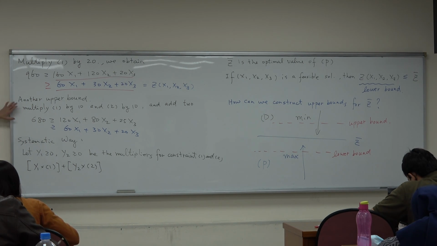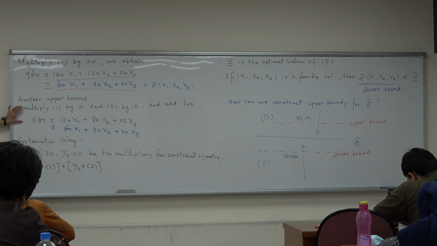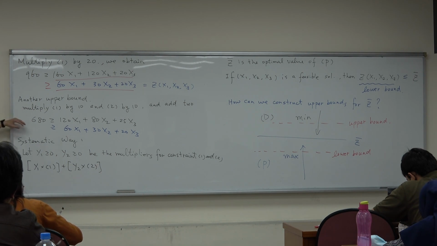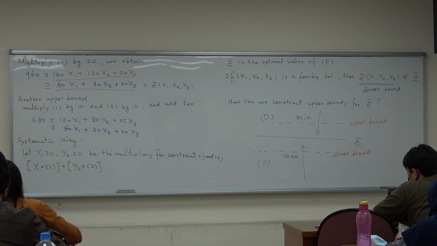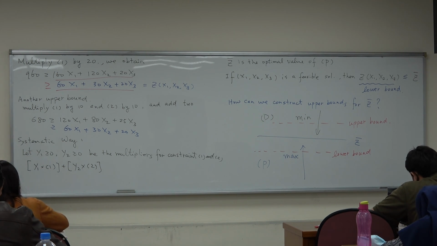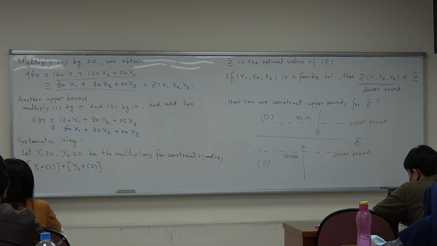So we can try to mimic this scenario to get a lower upper bound. We can multiply different constraints by different values. So we choose y1 and y2 as multipliers for constraint 1 and constraint 2, and they should be greater than or equal to 0.